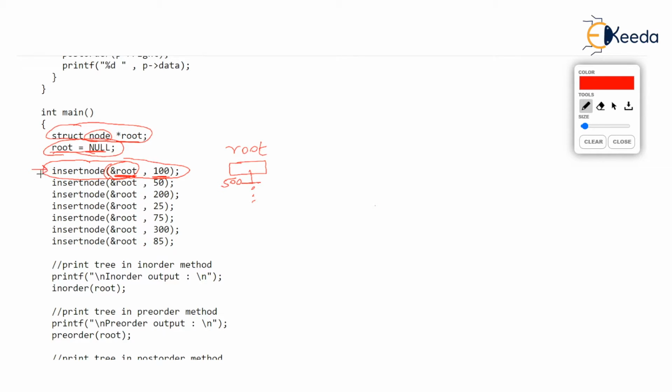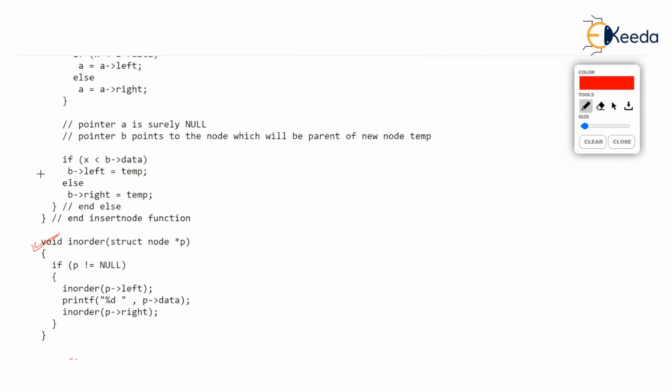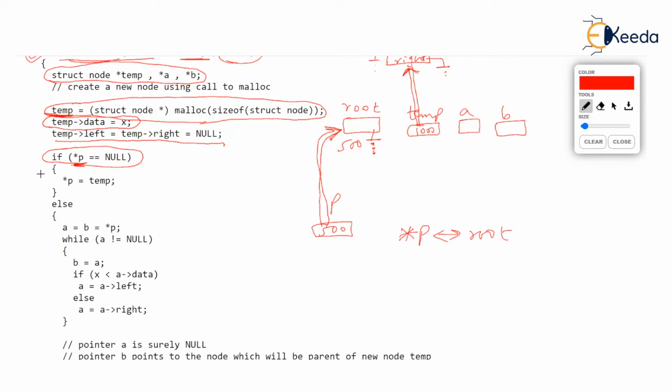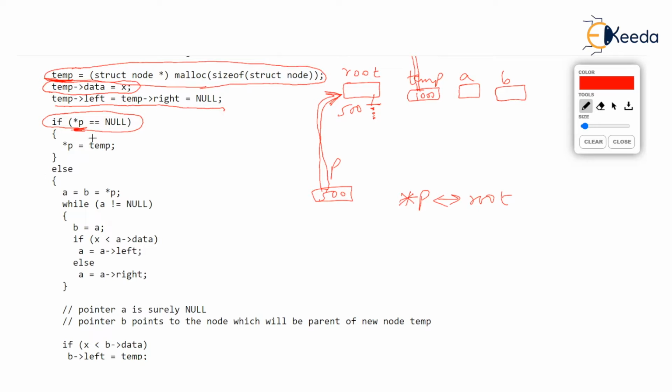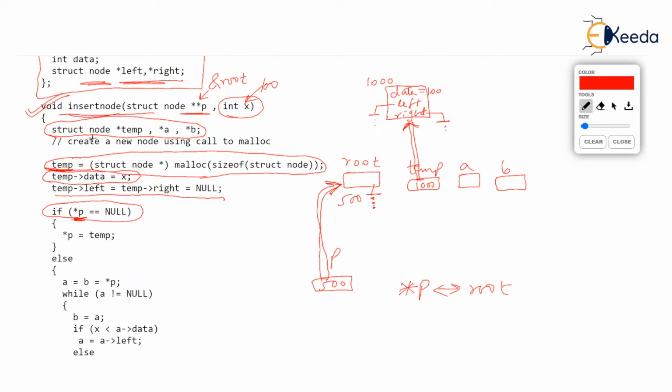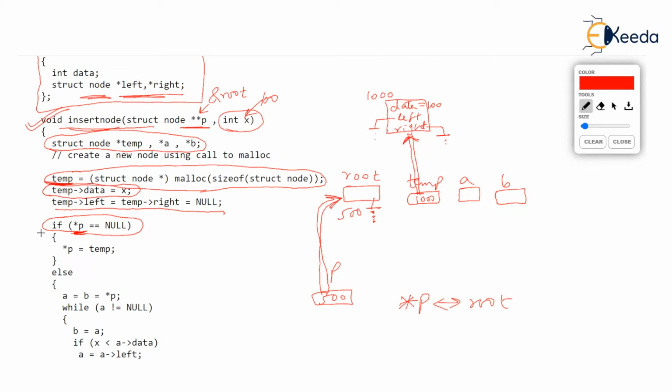So in the existing situation, this if, if root equal to null, is true, then the if runs and the statement written inside the if is: root should point wherever temp is pointing. Check this. Now the root pointer will point wherever temp is pointing, and you know that temp is pointing to 1000.